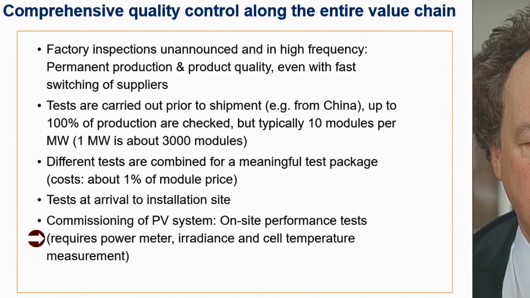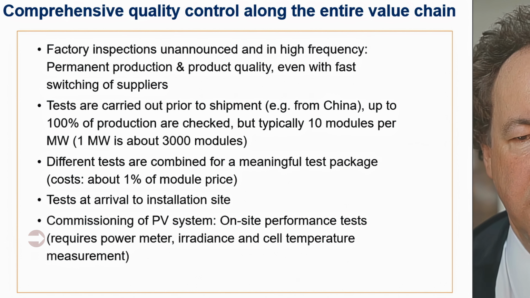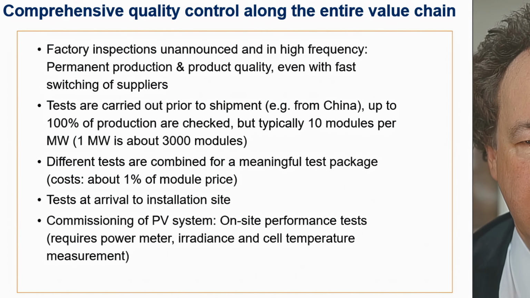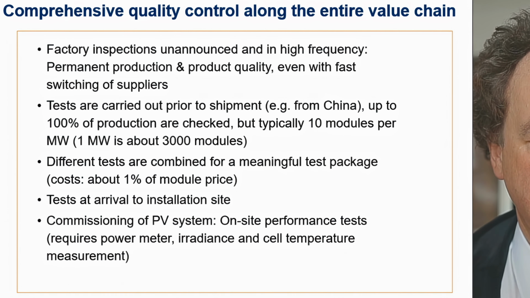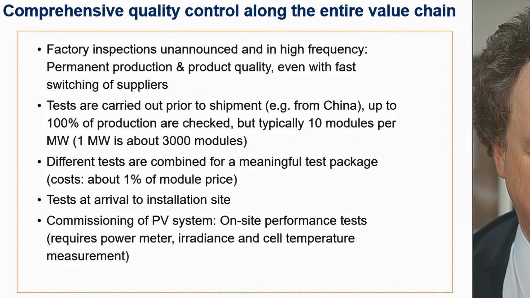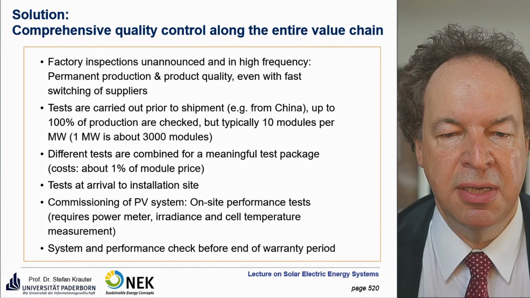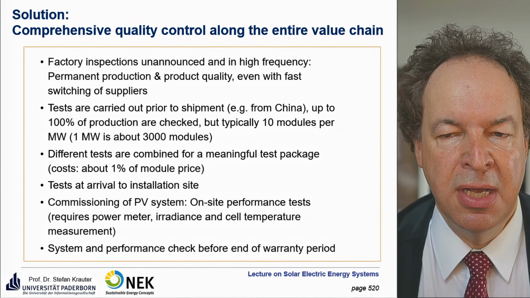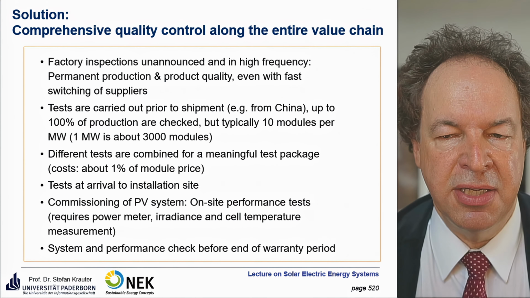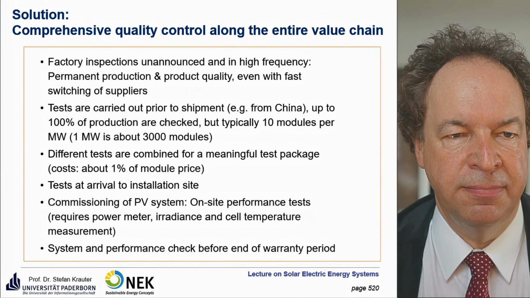So you have a power meter, irradiance meter, and a cell temperature measurement, so you can find out whether the power given on the nameplate can really be fulfilled, considering of course the losses by temperature and maybe lower irradiance. Also, it's quite recommendable to do a performance test before the end of the warranty period. If there's some degradation and so on, you will still have a warranty by the installer or by the manufacturer.